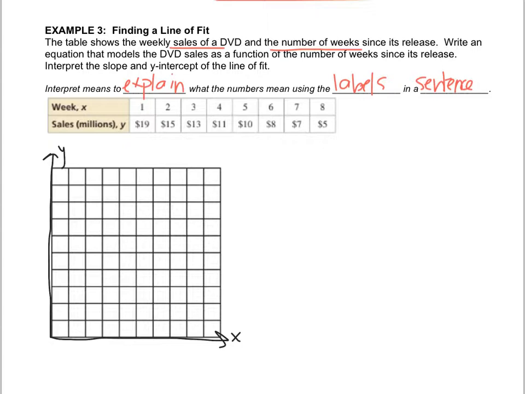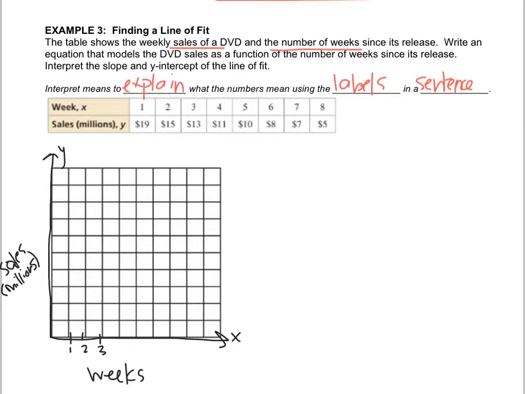And I'm going to label with the word. So this is weeks, and this is sales. And I need to figure out what my scale is going to be. So I need to go from 1 to 8 weeks. So that's easy. I can just go 1, 2, 3, right like that. For the sales, it's representing millions. So I need to write that.